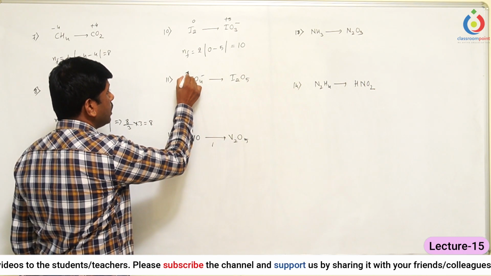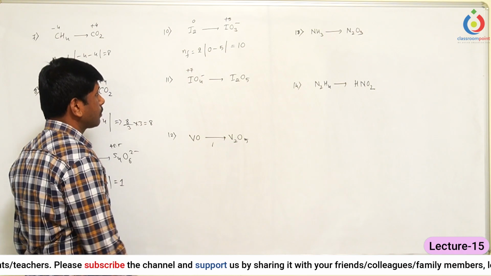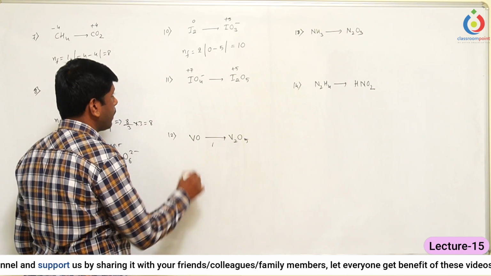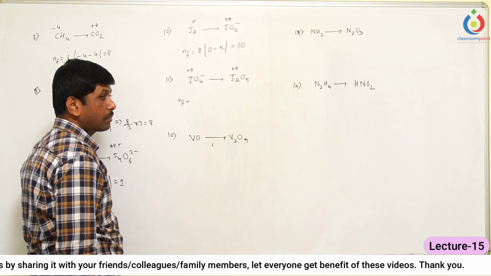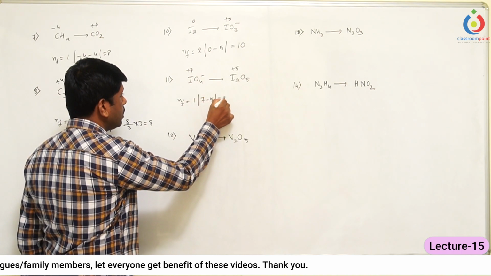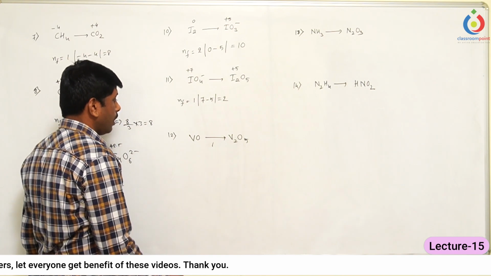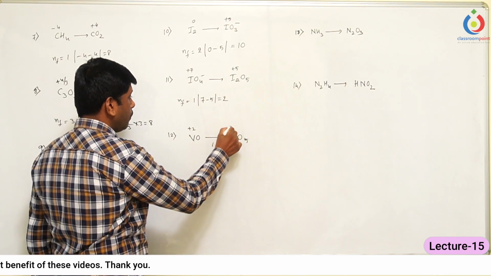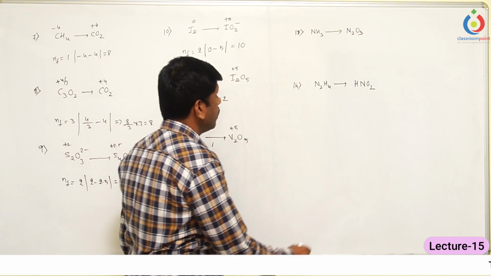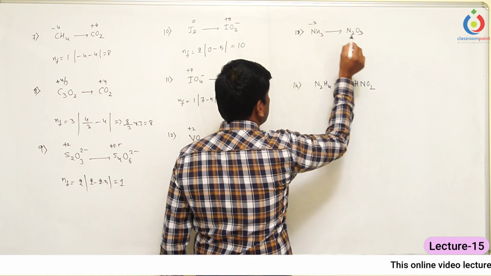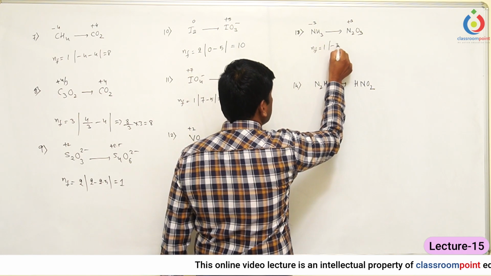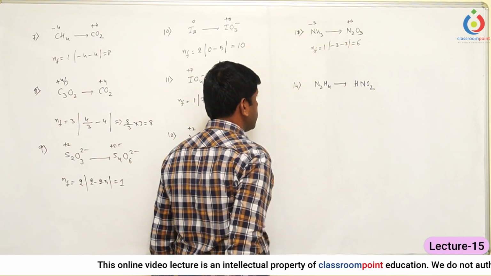Here oxidation state of the iodine is plus 7. Here iodine oxidation state is plus 5. N factor value, 1 iodine is there, 7 minus 5, difference equals to 2. And here VO plus 2, VO plus 5, difference value directly we can calculate, that value equals to 3. Here nitrogen minus 3, here nitrogen plus 3. So N factor value equals to 1 into 6, that value equals to 6.